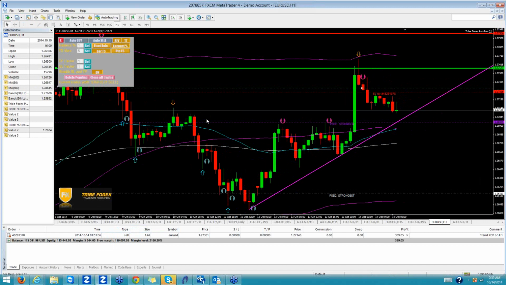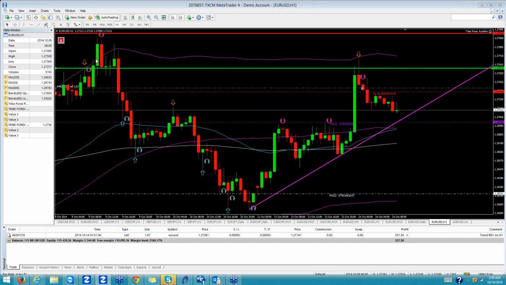So the triple threat formation is actually very, very powerful. You can see almost all the places that I have a triple threat formation, there's actually market movement. If I have a triple threat formation and a break of the high, then that's going to be a high-end trade, or a break of the low.